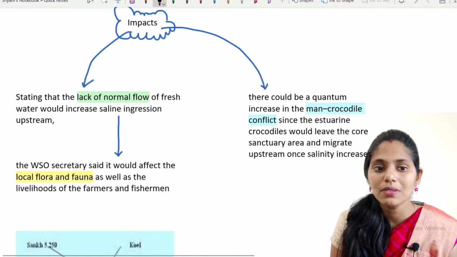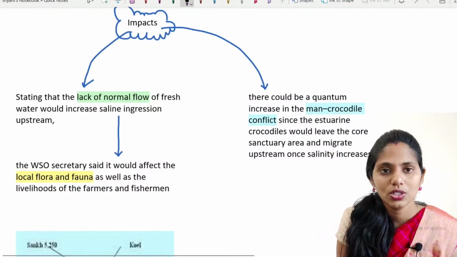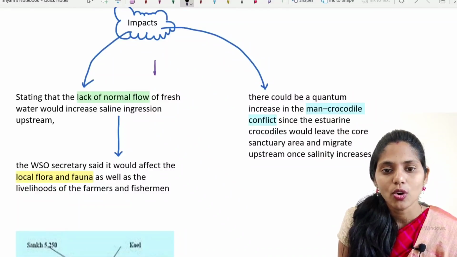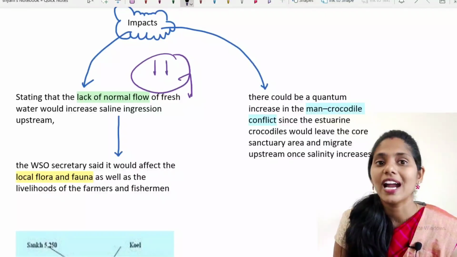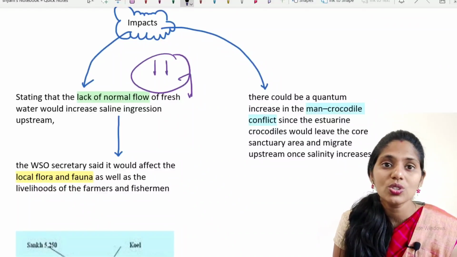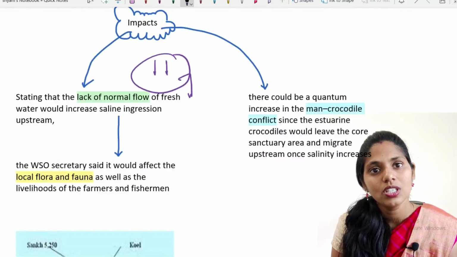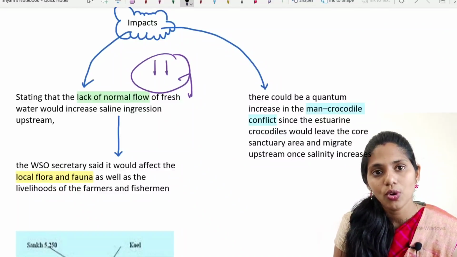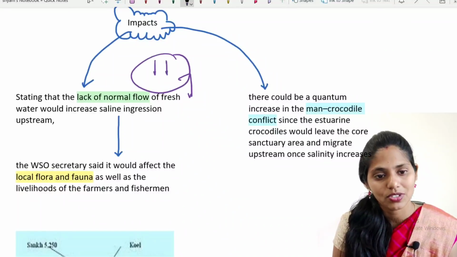And if you are talking about impact, what will be the impacts? The first thing you need to remember here is, whenever water diversion is happening, that will lead to a decrease in flow, or alter the normal flow of fresh water. So due to diversion of water from this river, there will be alteration in the normal flow of fresh water, which will lead to increasing saline ingression upstream.